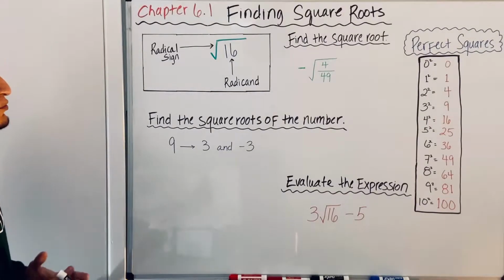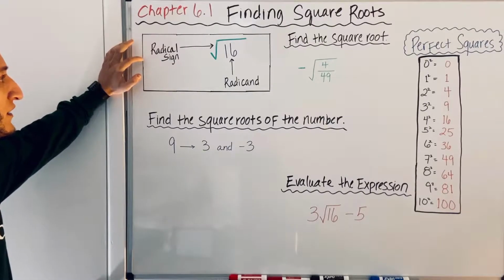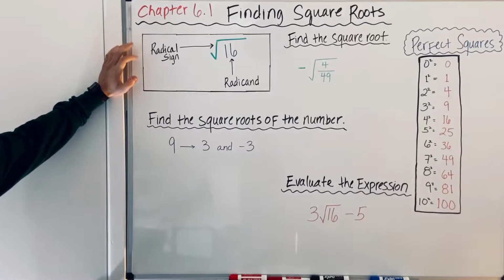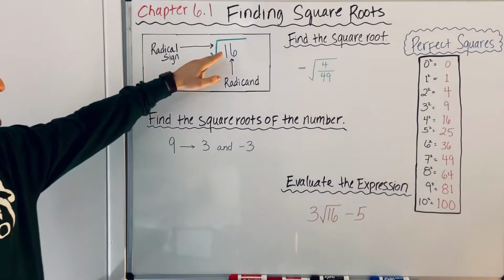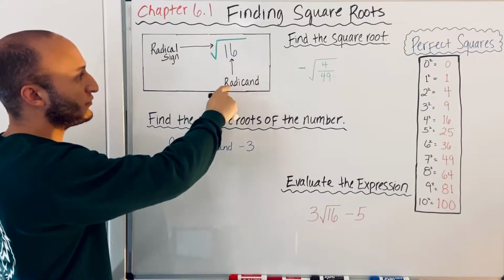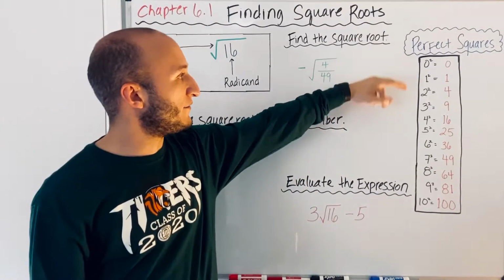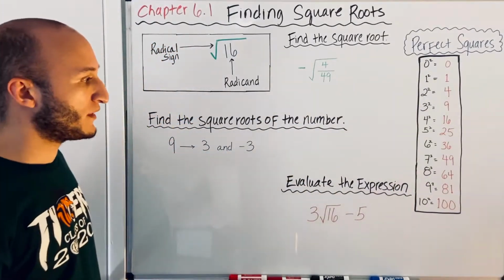In chapter 6.1, finding square roots, I have here in the box the terminology for radicals. So the green is called the radical sign, which is the square root, and any number inside the radical sign, like 16, is called the radicand. Okay. Perfect squares, I have it here in a box, and they continue on.